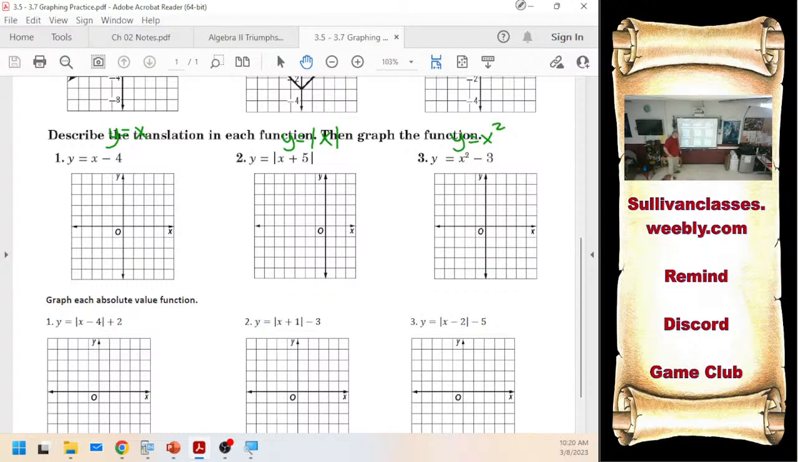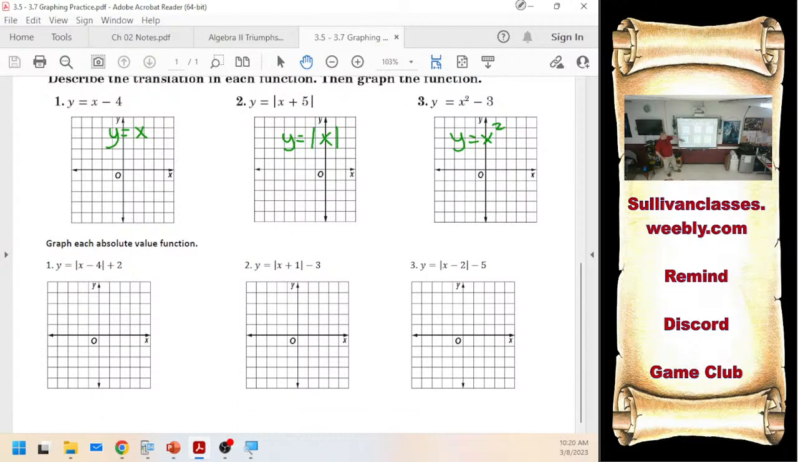The next set is describe the translation. So you tell me, what does a -4 outside the grouping do? Graph it. What does a +5 inside the grouping do? Graph it. And then down below that, some more practice with the absolute value. Sounds like we did okay with it, but I'm mixing it all together here.